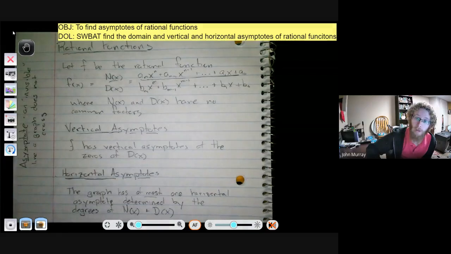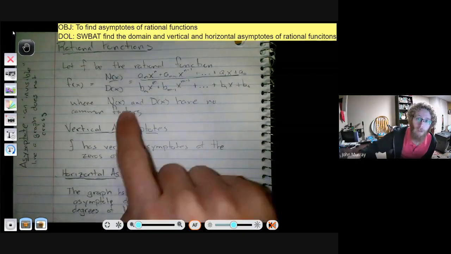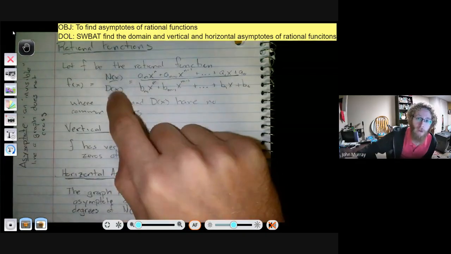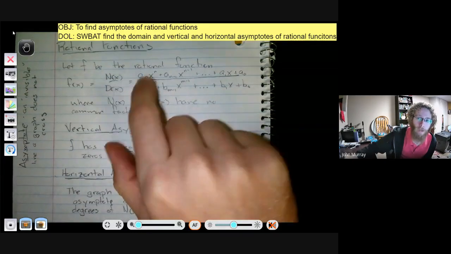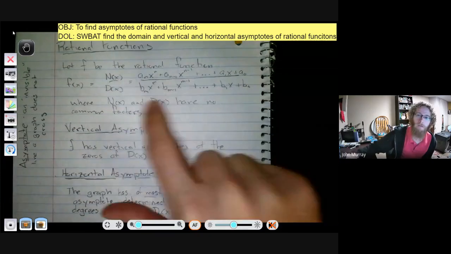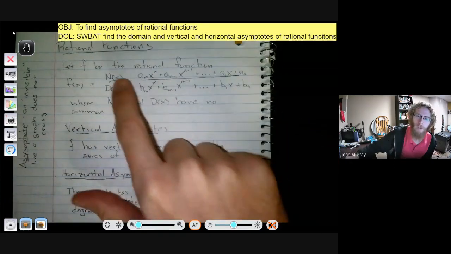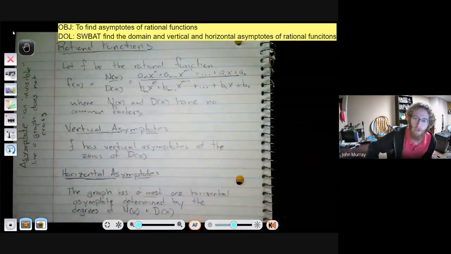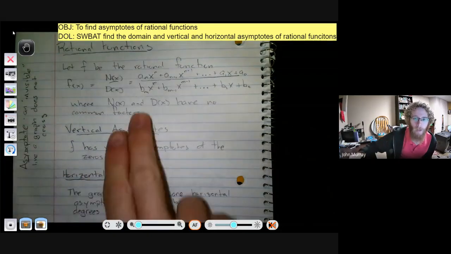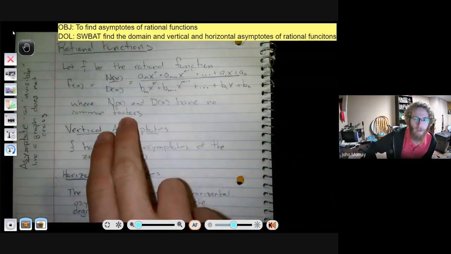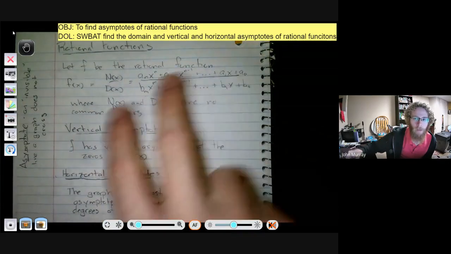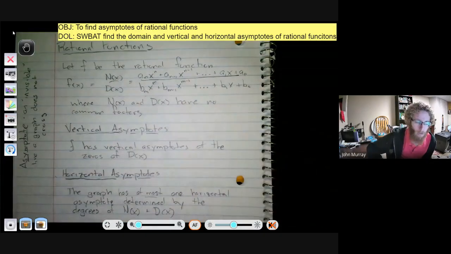So here we have some rational function f. Like we said yesterday, it's made up of two separate functions, a numerator function and a denominator function. Each of these is a polynomial, so nothing too fancy. And for now, we're going to say n of x and d of x have no common factors, so you can't factor it like we were doing with our polynomial functions.